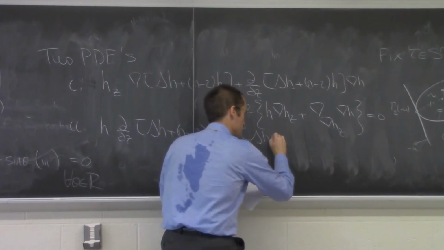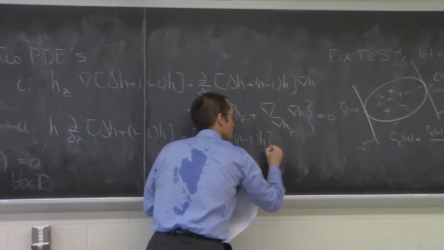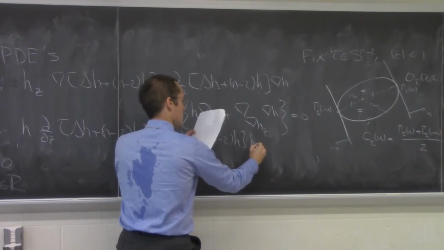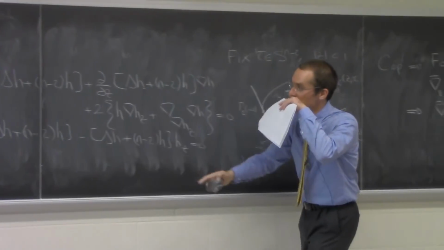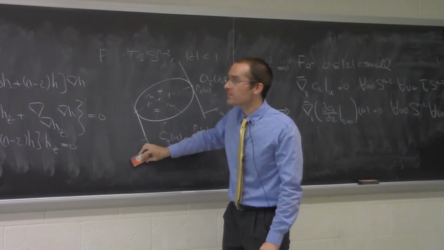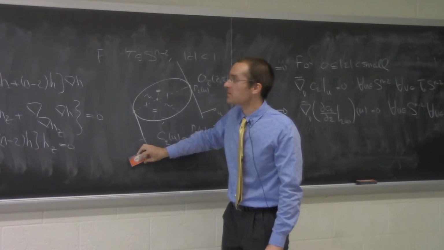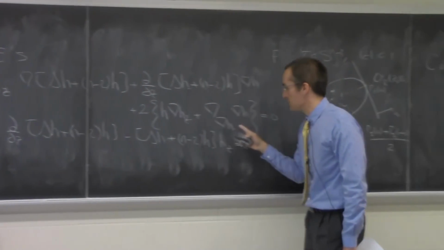This is plus H of Z. Okay, so these are the two PDEs I have. So we've got Laplacians of H in there, spherical gradients, and so on.